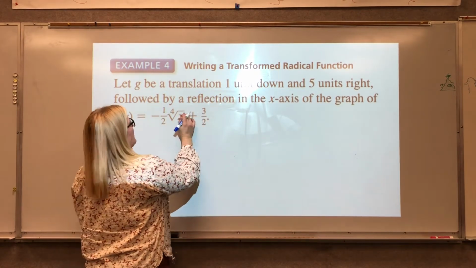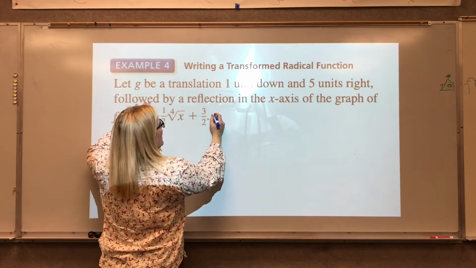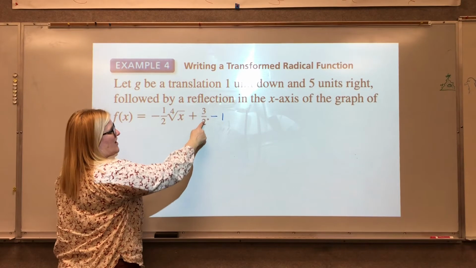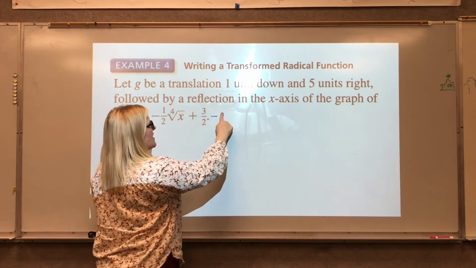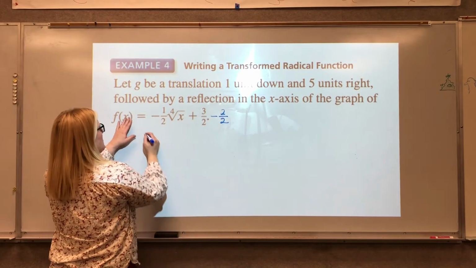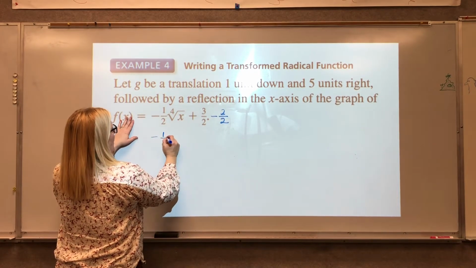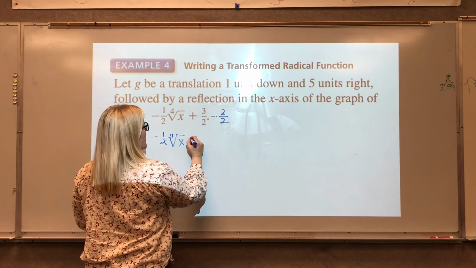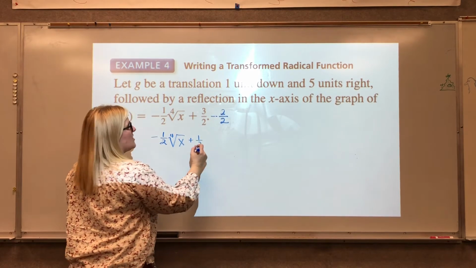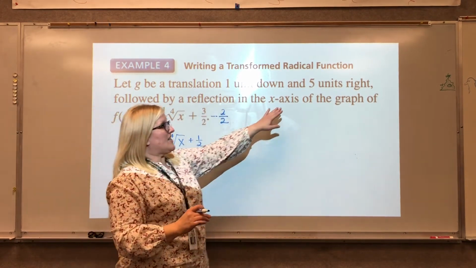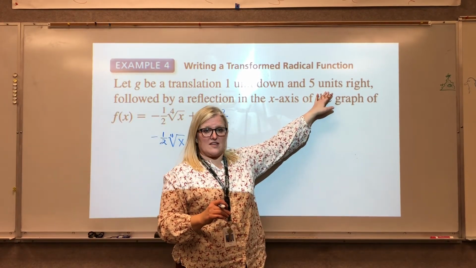So that just means I'm going to take my function and move it down 1. Well, I've got a fraction here, so 1 is the same thing as 2 over 2. So I'm going to rewrite this. This is negative 1/2 times the 4th root of x plus 1/2. Okay, so I did the 1 unit down. Now I need to move it 5 units to the right.